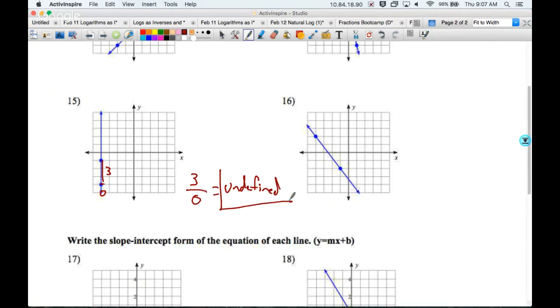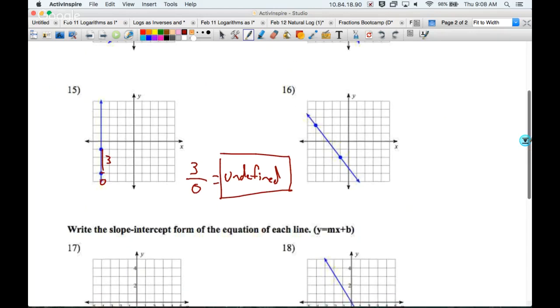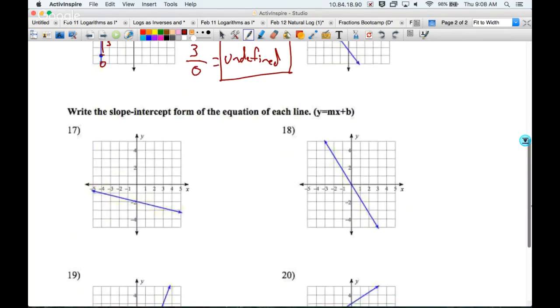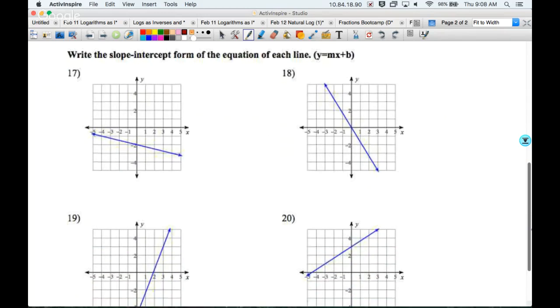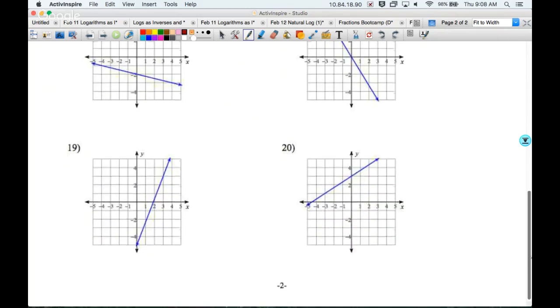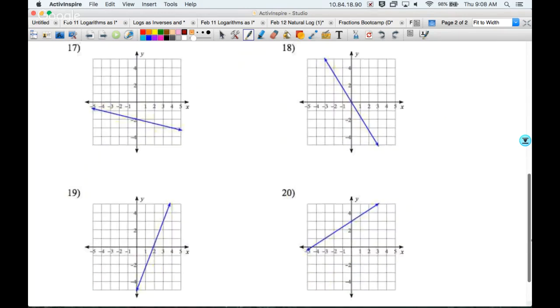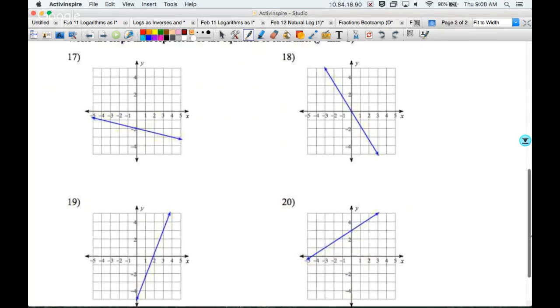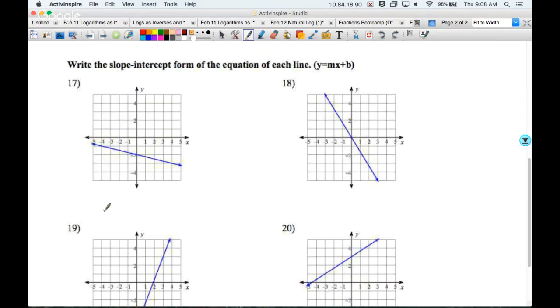That's something that you could just commit to memory, or you could try and draw in a slope triangle and then try and do the calculation. And when you see that you're dividing by 0, you'll realize that this must be undefined. All right. Yep, I'm happy with that. All right, let's put it all together to write the slope-intercept form of one of these lines. I'll pick just number 17 here.